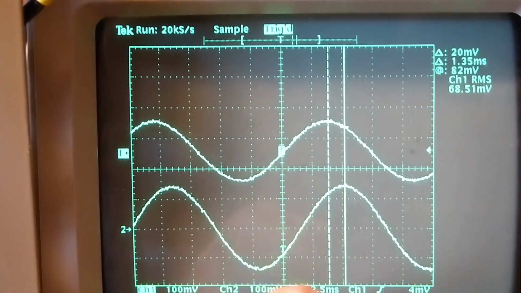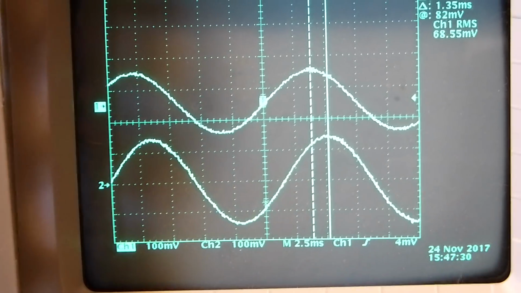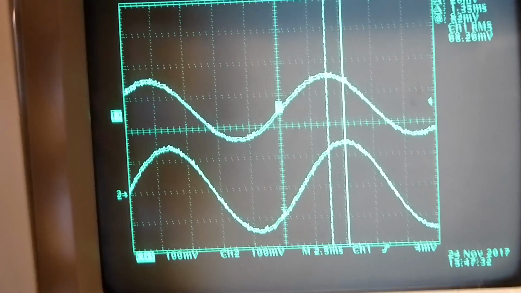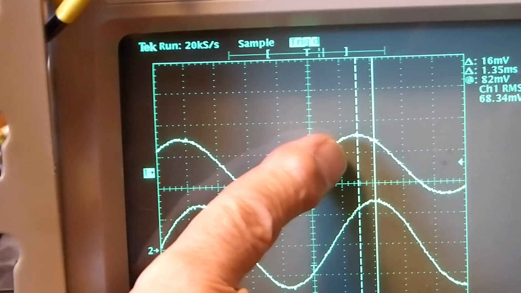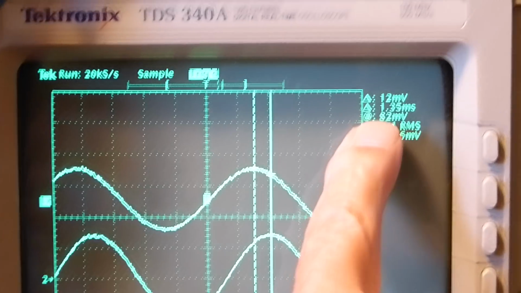Now you could do it at zero cross, but if you do it at zero cross, then you're going to have these two of the same amplitude. So I don't want to go to that much trouble. So we're measuring the phase difference from crest to crest right here. And here it is right there. There's the delta, 1.35 milliseconds.